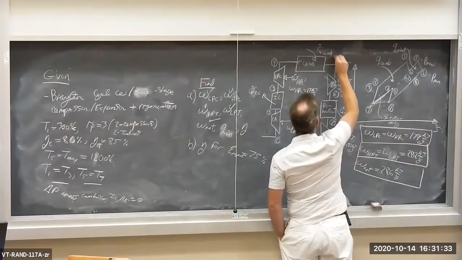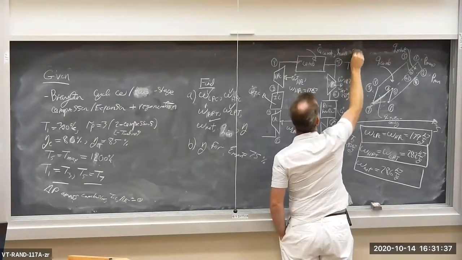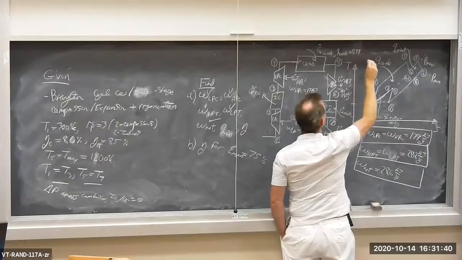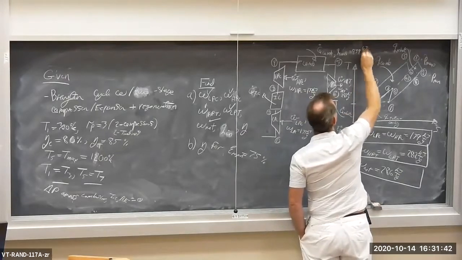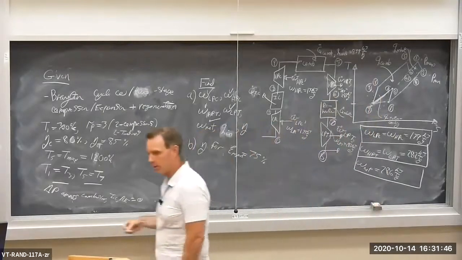So Q combustor equals 839 kilojoules per kilogram. Okay, good, I got that. All right.